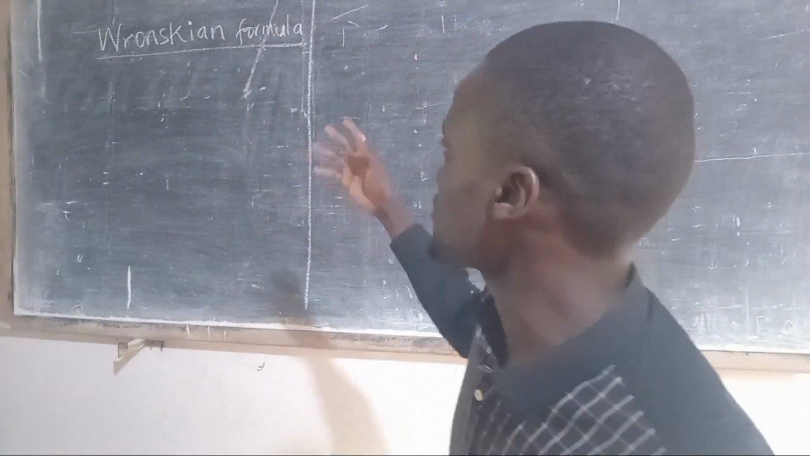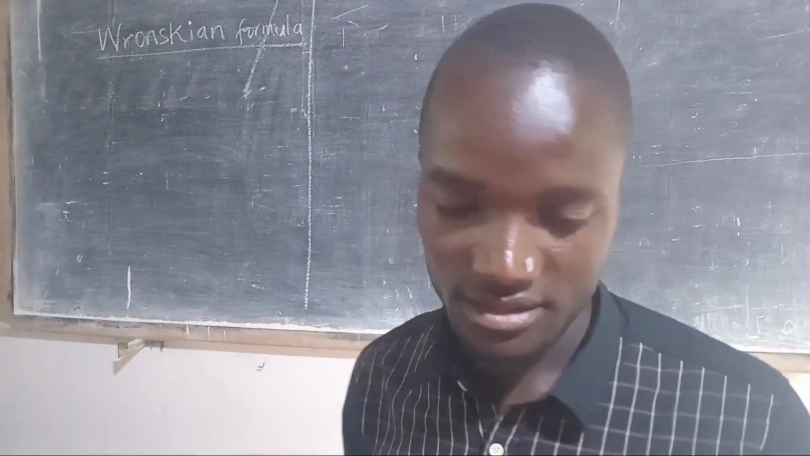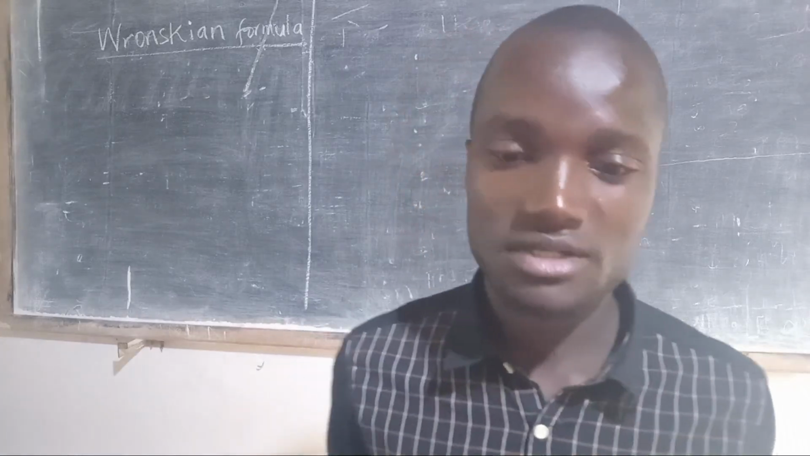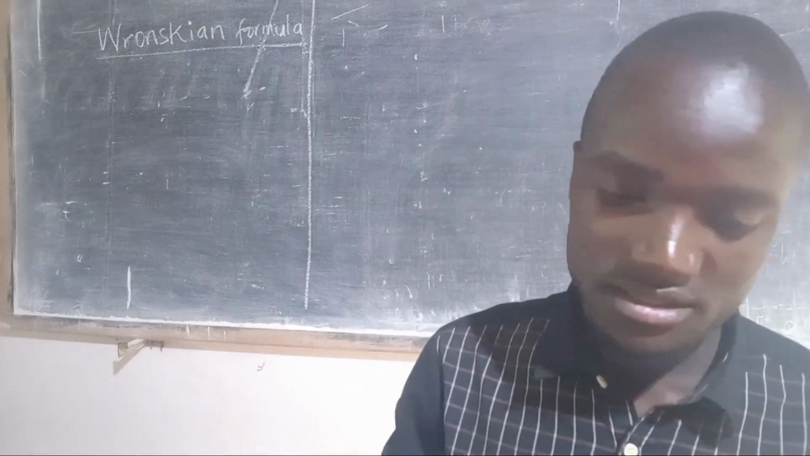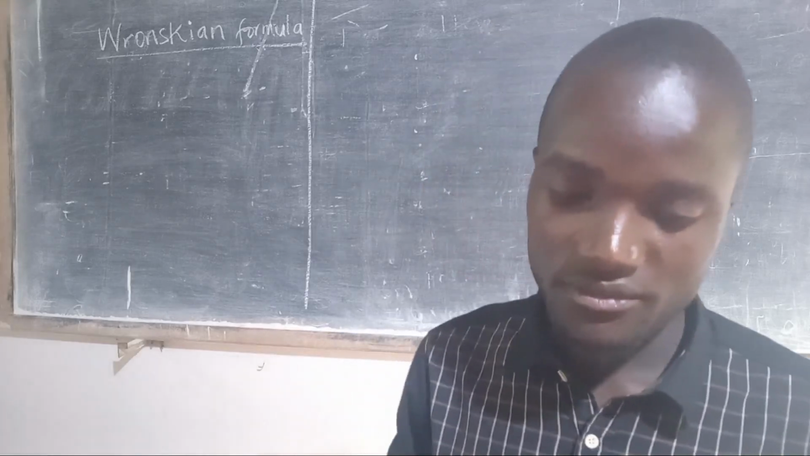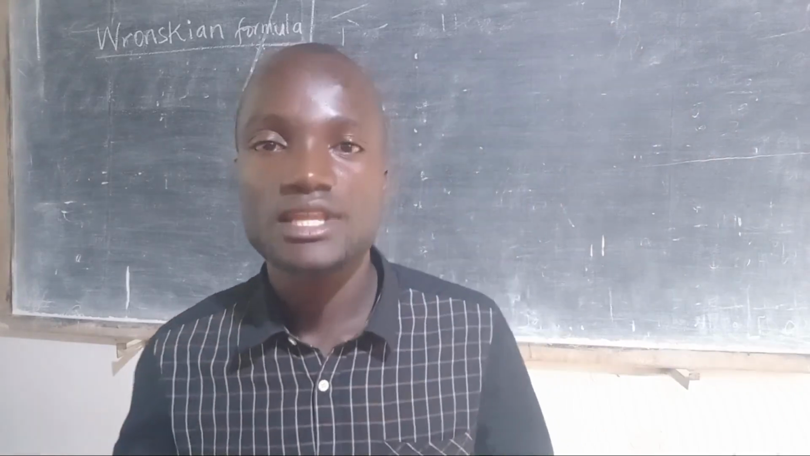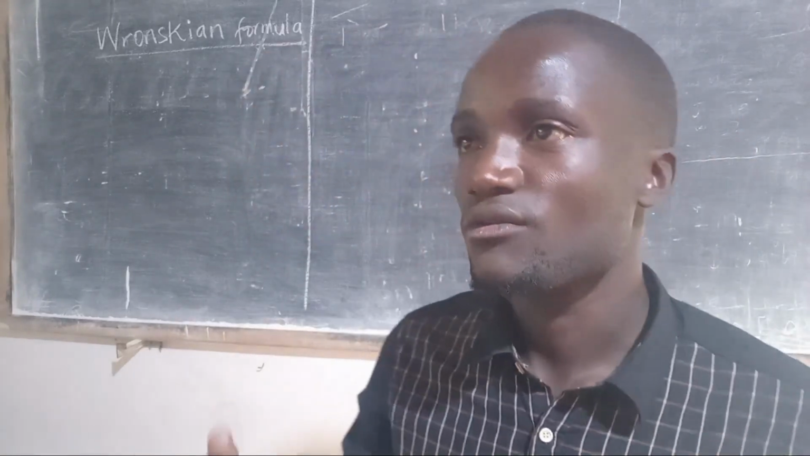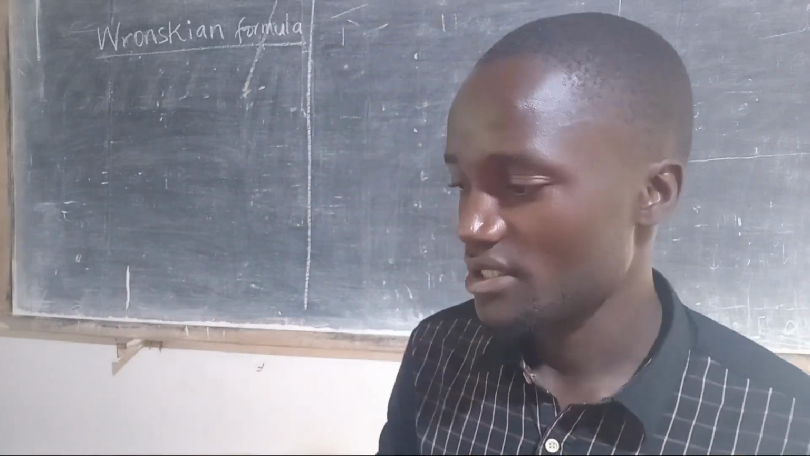I'm Justice Jacob by name, and I will take you through the Wronskian formula. We are all going to appreciate today that it is a mathematical determinant whose first row consists of the functions of x, and the following rows consist of the derivatives of the same functions with respect to x.